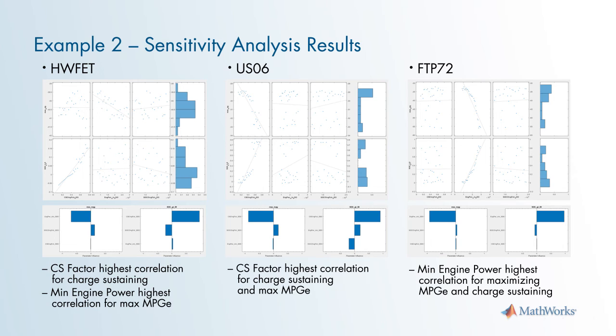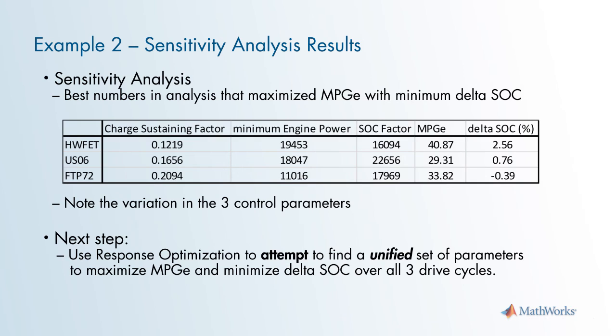So it appears that each control parameter has a different effect on maximizing MPGE or charge sustaining over different drive cycles. This may mean that it could be hard to tune this rule-based controller to handle various driving conditions. So I took the parameters that produce the maximum MPGE and minimum delta SOC for each drive cycle, inserted them into the controller, and simulated over each drive cycle. And these are the results that were produced. Note the variation in the 3 control parameters.